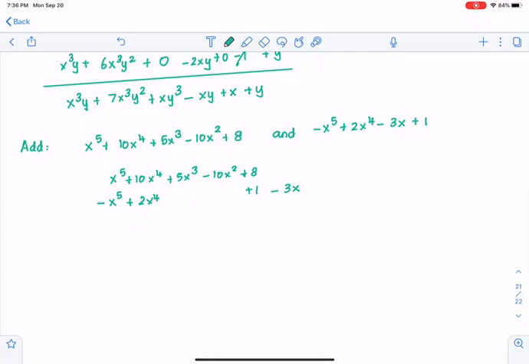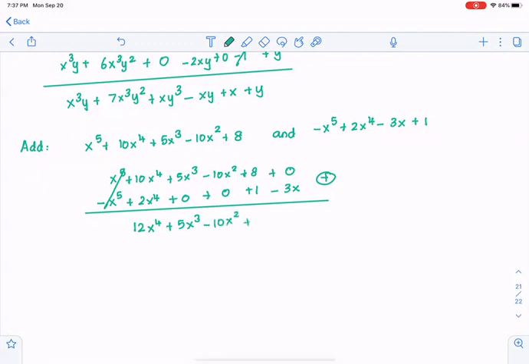Now I just have to fill in the gaps. So 0, 0, 0, and just add. The x raised 5 and the negative x raised 5 would go away. 10x raised 4 plus 2x raised 4 is 12x raised 4. 5x cubed plus 0 is 5x cubed. Negative 10x squared plus 0 is negative 10x squared. 8 plus 1 is 9. 0 plus negative 3x is negative 3x.